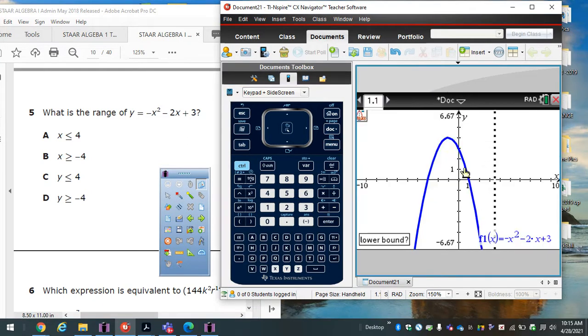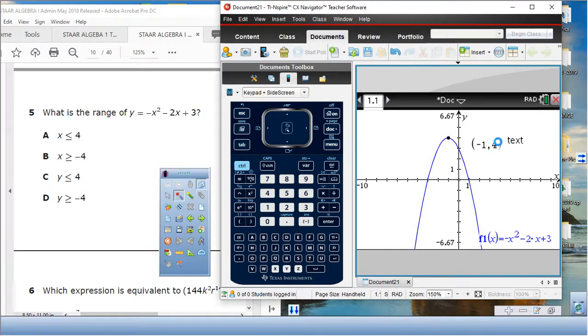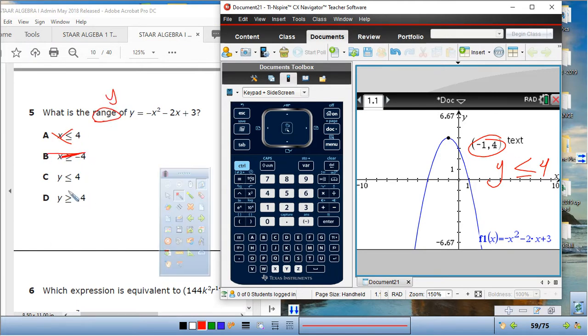I'm going to calculate the maximum right there. So 1, 4. So 4 for sure is the max. And so the y values are less than 4, but then equal to it. The range is y. Out. And it's going to be these right here. Actually, this one, because the negative is way wrong.